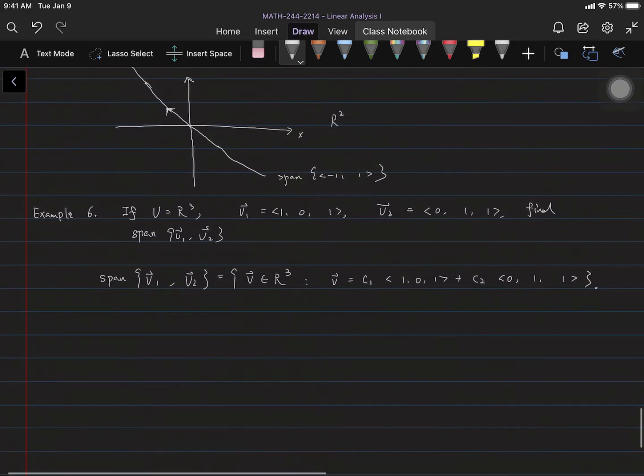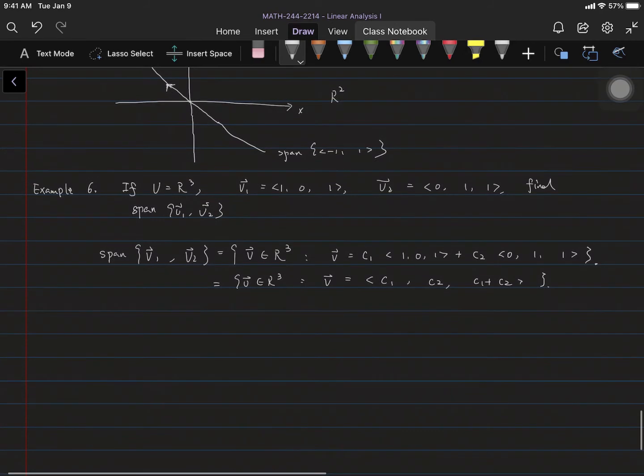And simplify. Let's see. All the vectors belong to R3, and all the vectors equal, just plugging in, the first component C1. The second component should be C2, right? And the third component C1 plus C2. After we simplify, that is what we need to know.